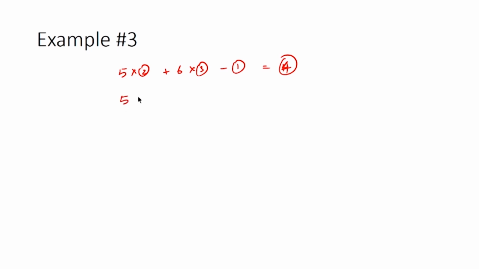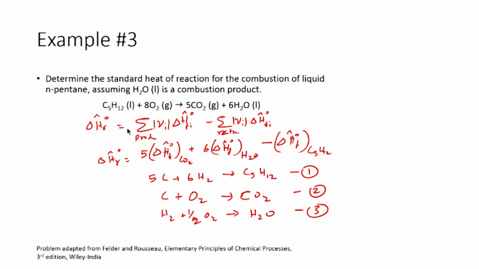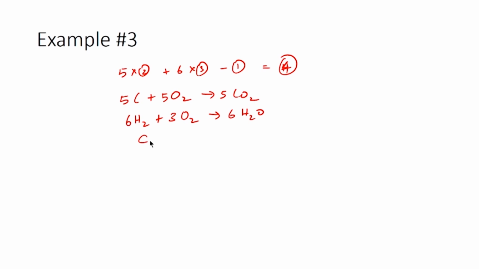It would be 5 C plus 5 O2 gives 5 CO2, and the next equation would be 6 H2 plus 6 times half O2, this 3 O2, gives 6 H2O. And the last equation, because we are going to subtract it, we will change the reactants and the products. So, that would become C5H12 becomes 5 C plus 6 H2. So, this is H12.